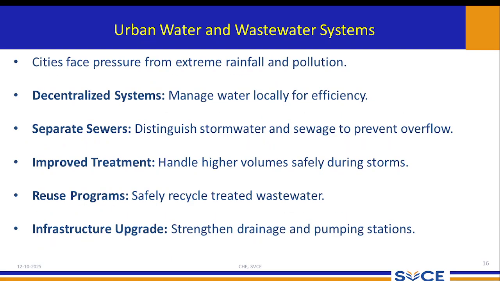Coming to urban water and wastewater systems, cities face pressure from extreme rainfall and pollution. Decentralized systems manage water locally for efficiency, and separate sewers distribute stormwater and sewage to prevent overflow.